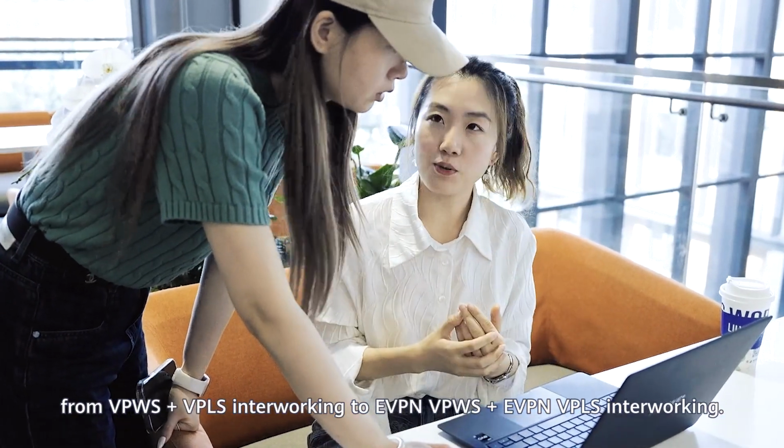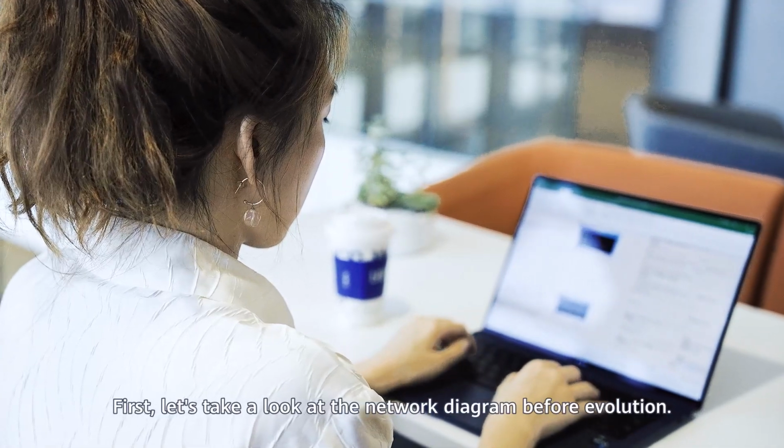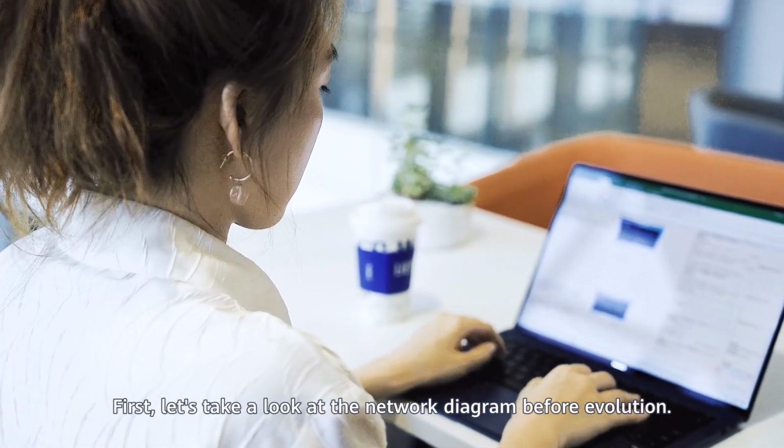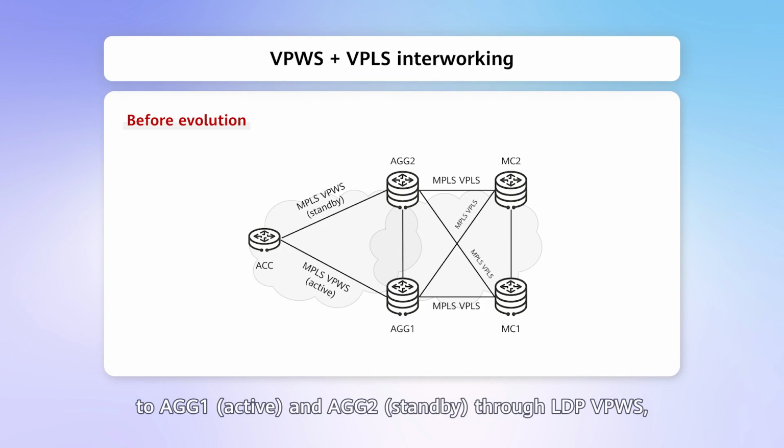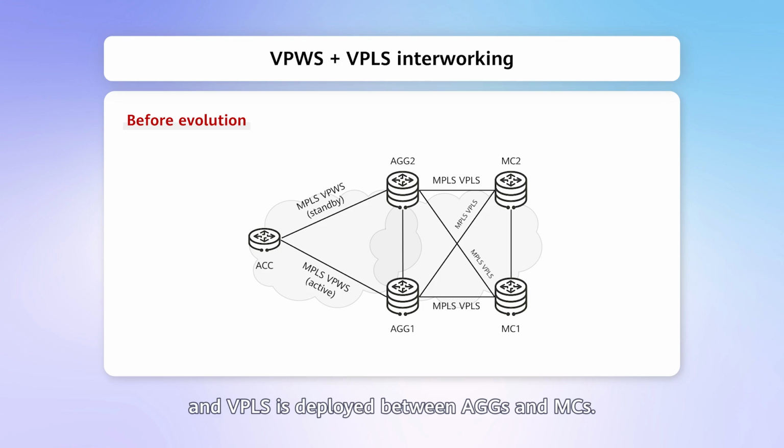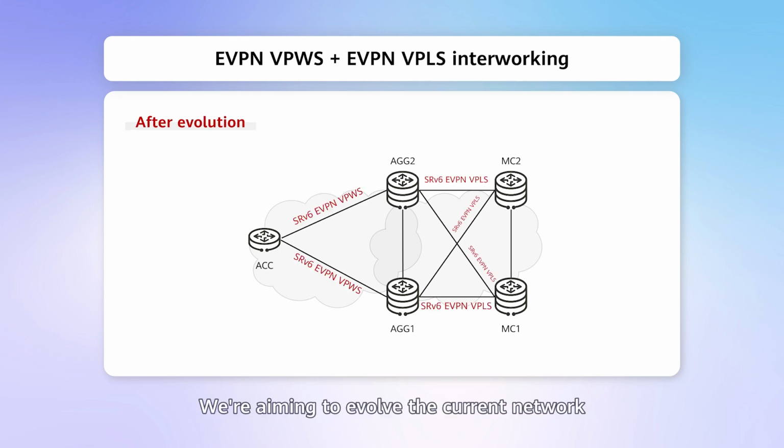First, let's take a look at the network diagram before evolution. Before evolution, an ACC is dual homed to AGG1 active and AGG2 standby through LDP VPWS, and VPLS is deployed between AGGs and MCs. We're aiming to evolve the current network to one with EVPN VPWS plus EVPN VPLS interworking.